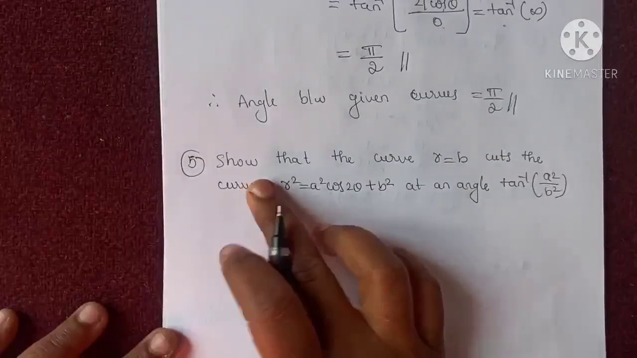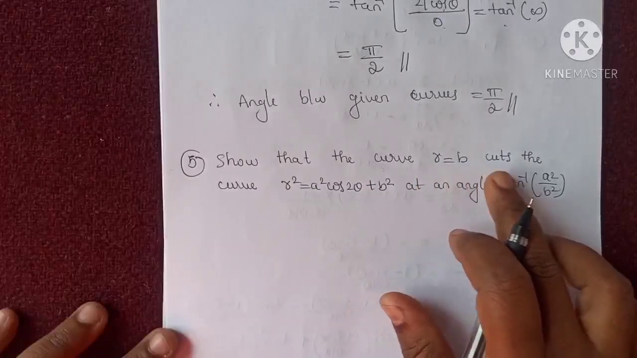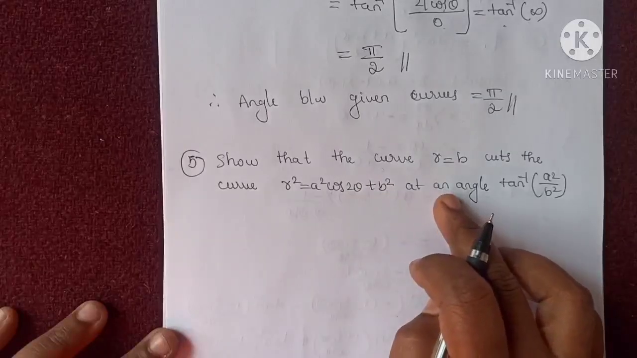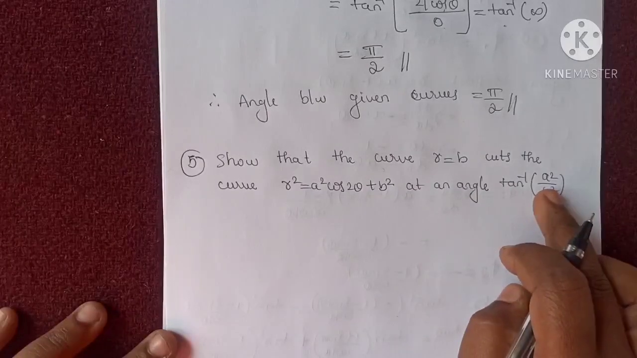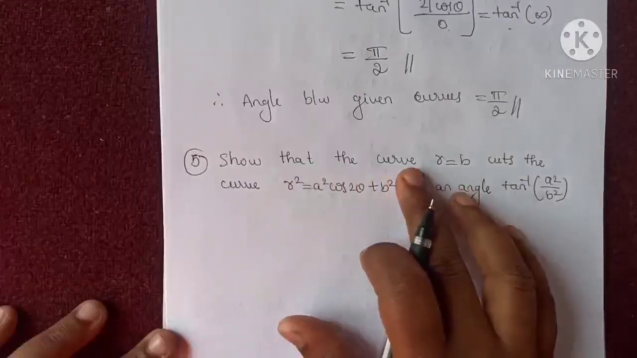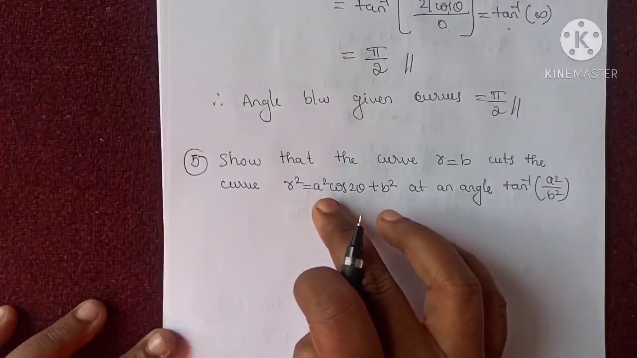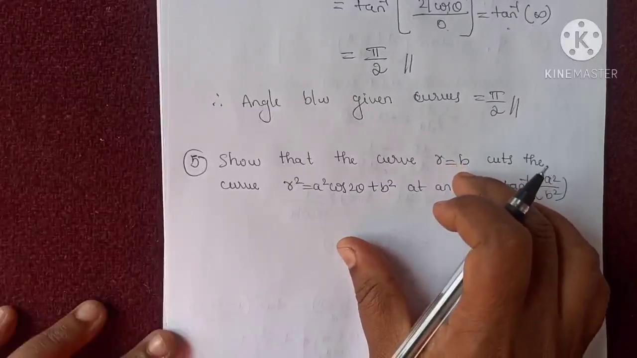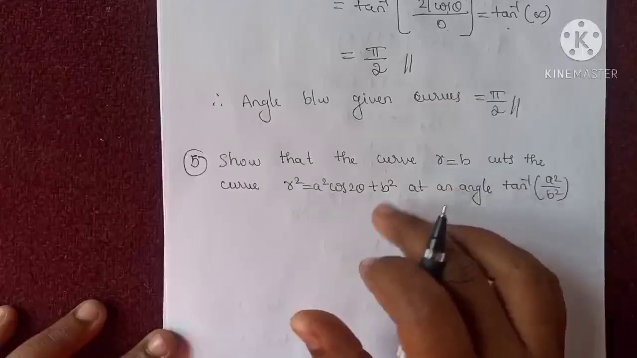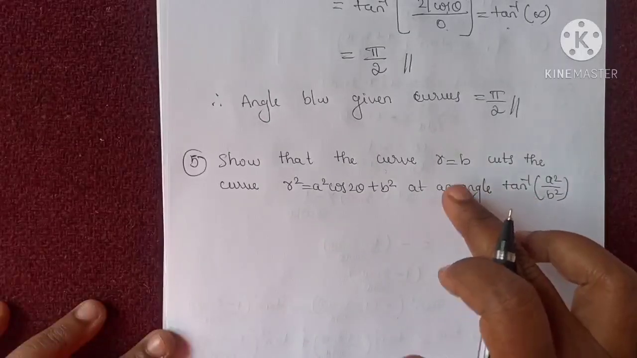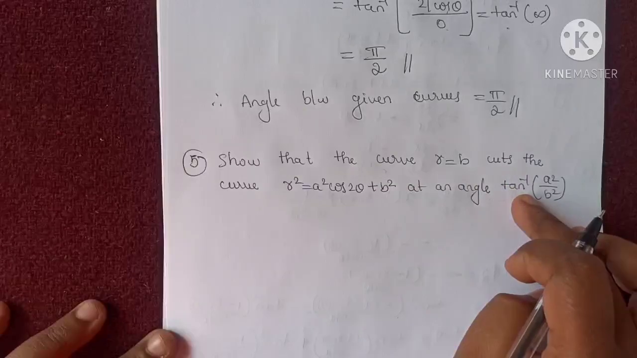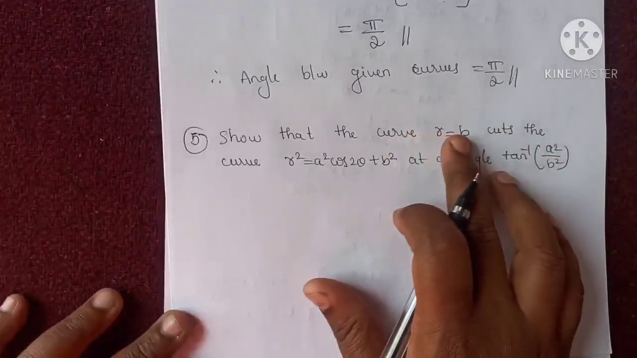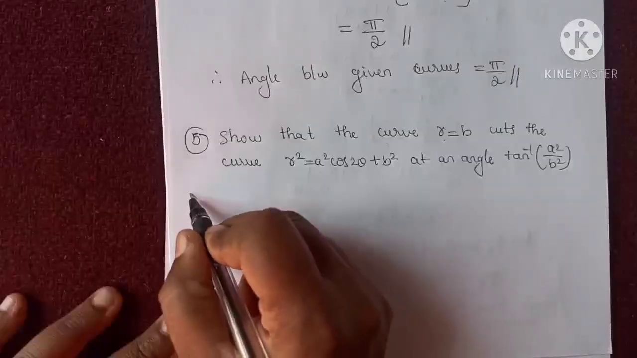Next question: show that the curve r equals b cuts the curve r square equals a square cos 2 theta plus b square at an angle tan inverse of a square divided by b square. So we have to find the angle between two curves, that is the angle of intersection, and show that it equals tan inverse of a square divided by b square. For this, first we consider the first curve.